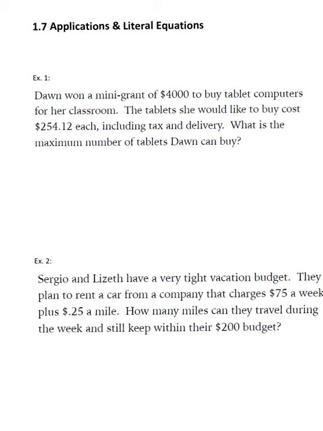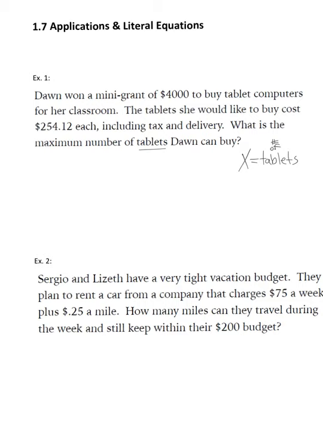In the first example, we'll read through it first. Dawn won a mini grant of $4,000 to buy tablet computers for her classroom. The tablets she would like to buy cost $254.12 each, including tax and delivery. What is the maximum number of tablets Dawn can buy? So we want to start out by always analyzing what they're asking of us. So in this last sentence, they ask us what is the maximum number of tablets that Dawn can buy. So here, tablets is going to be our variable. So we're going to represent that by x.